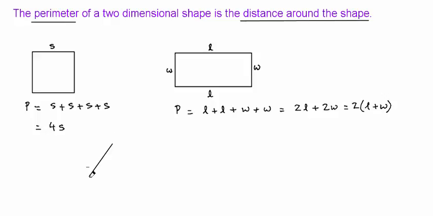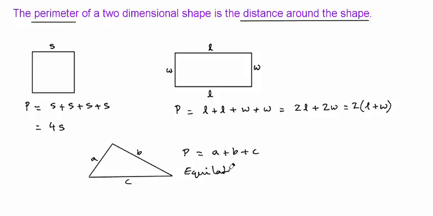And for a triangle whose side lengths are, let's say, A, B and C, the perimeter is simply the sum of the three lengths, A plus B plus C. And in case the triangle is an equilateral triangle, the perimeter is equal to all three sides at the same length. Let's call that S. So this is going to be S plus S plus S, which is equal to 3S.